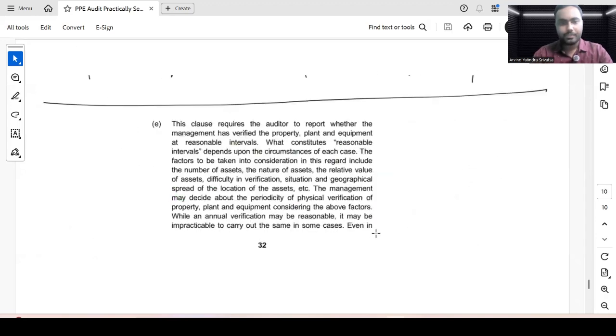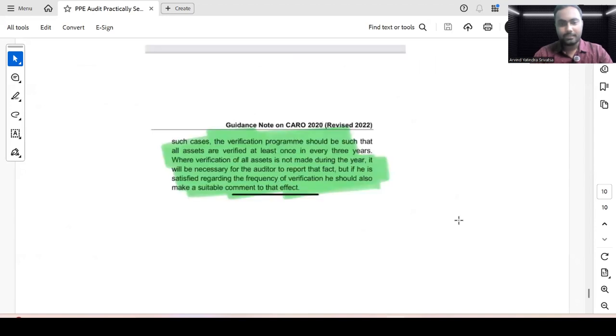And next is this clause, which requires the auditor to report whether the management has verified the property, plant, and equipment at reasonable intervals. What constitutes reasonable intervals depends upon the circumstances of each case. While an annual verification may be reasonable, it may be impracticable to carry out the same in some cases. Even in such cases, the verification program should be such that all assets are verified at least once in every 3 years. So this is the guidance which I was talking about just a few minutes back. I hope you understood this.